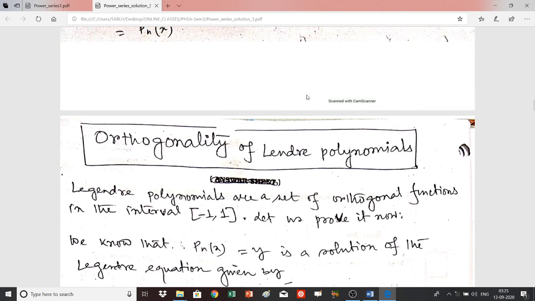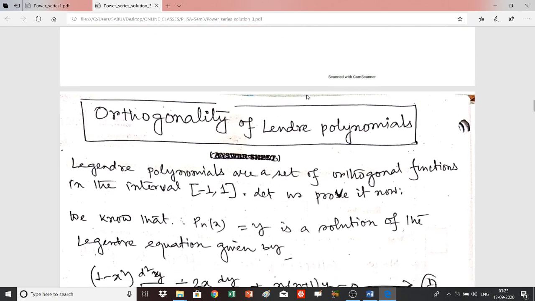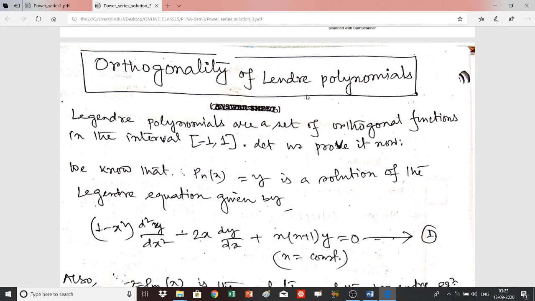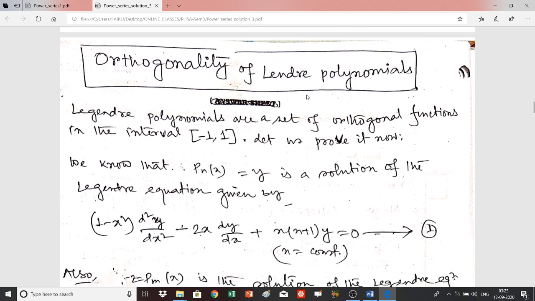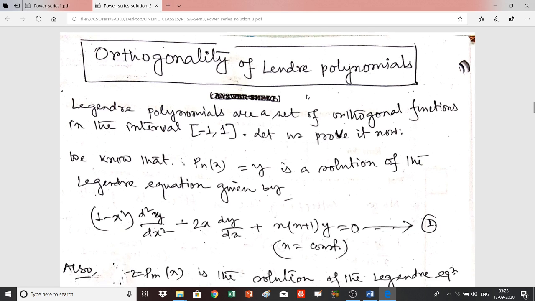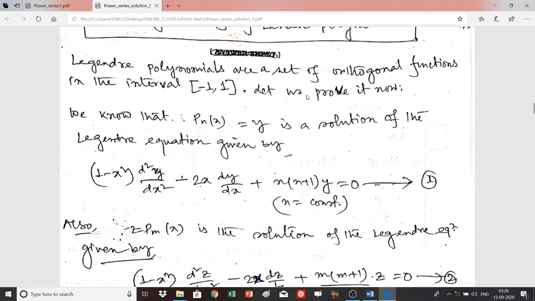And now we come to the topic, orthogonality of Legendre polynomials, and you will see that the Legendre polynomials are nothing but a set of orthogonal functions in the interval minus 1 to 1. And let us prove it. What is the statement? The statement is that the Legendre polynomial Pn(x) is nothing but a set of orthogonal functions in the interval minus 1 to plus 1, and we are here to prove it. We know that Pn(x).